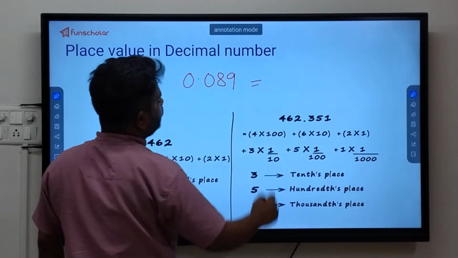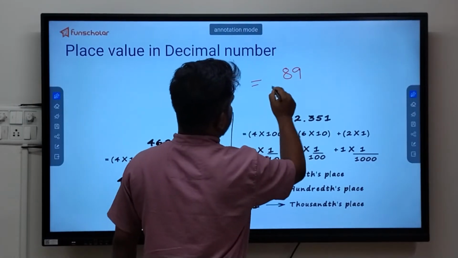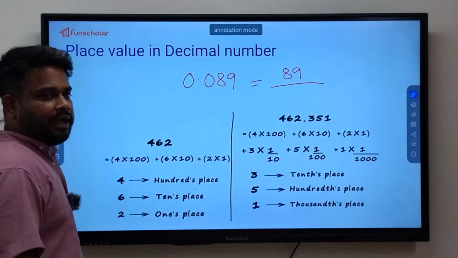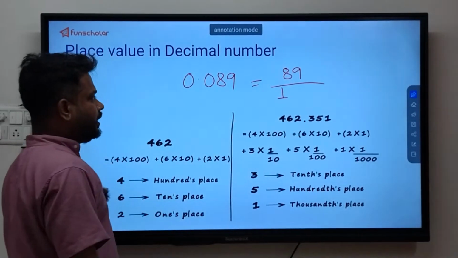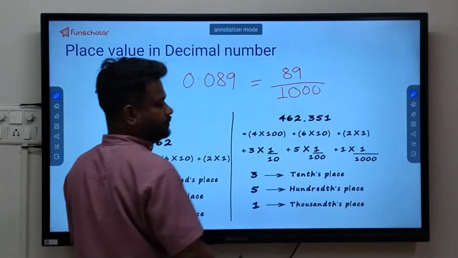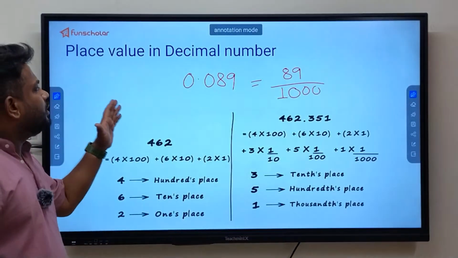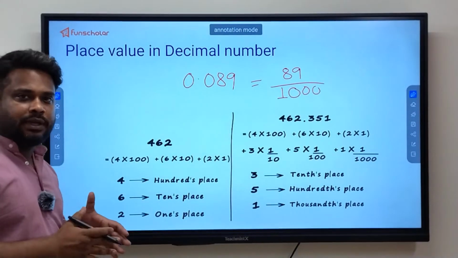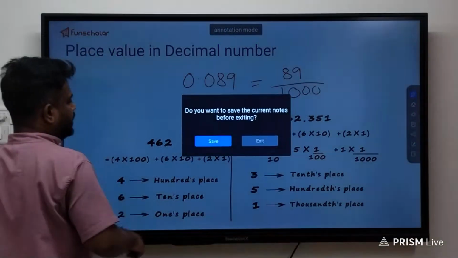So what you have to do is just write the numbers only, don't write the zeros, okay, and put 1 for this point and then put 3 zeros after that one. Okay, this is the easiest method to turn any fraction into a decimal and any decimal into a fraction. Okay, let's go to the next one.